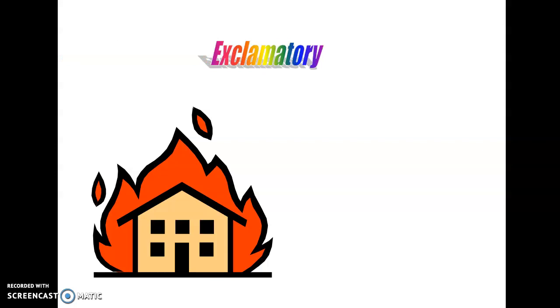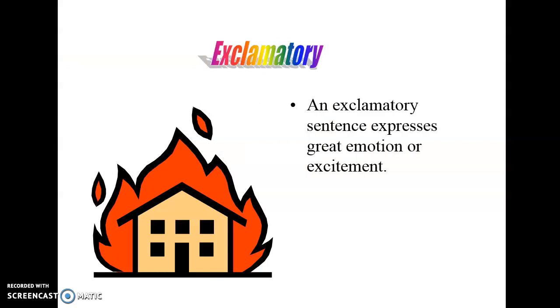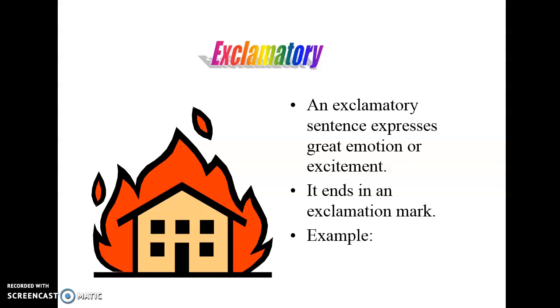What is an exclamatory sentence? An exclamatory sentence expresses great emotion or excitement, something that you want to show big emotions. It ends with an exclamation mark. What is an exclamation mark? It is this line and period at the end. For example, the house is on fire. Do you usually say the house is on fire? Normal sentence? No. When a house is on fire, you shout, the house is on fire, right?